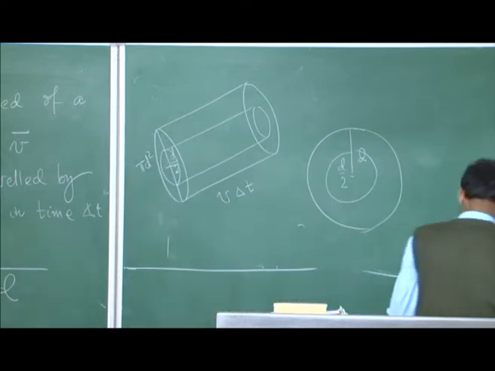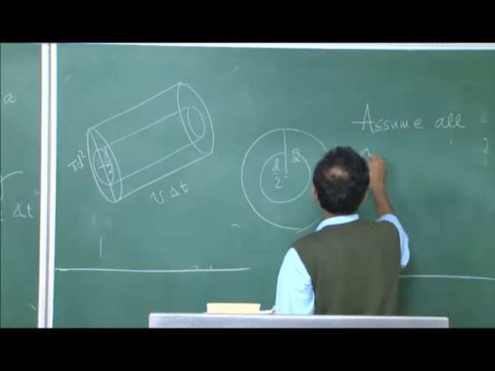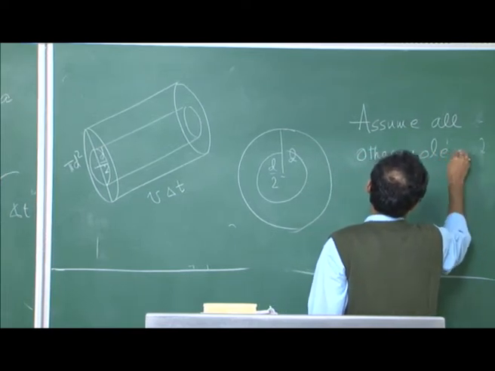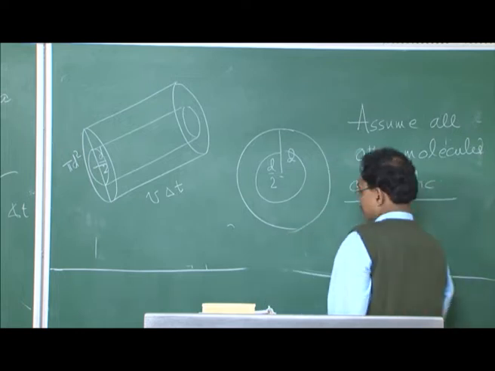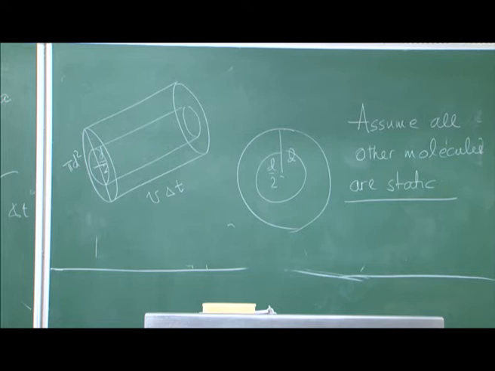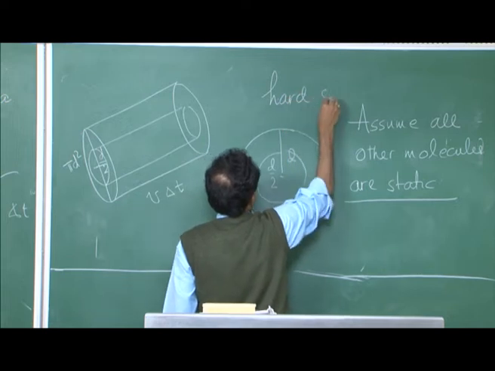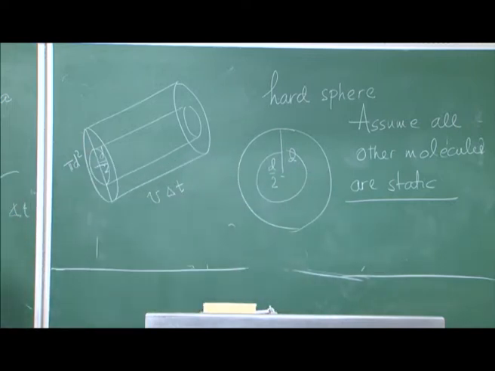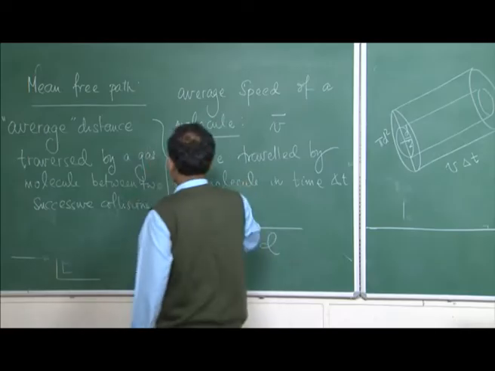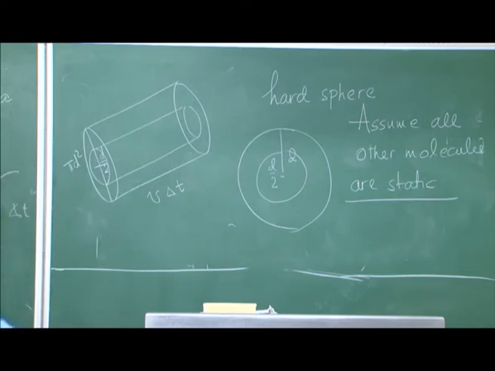Now, we will make an assumption. Assume all other molecules are static. This is an approximation, but the basic result does not alter much if I do not make it. Now, you can see a very nice situation. I assumed molecules are hard spheres of diameter d. All the molecules are static, and my target molecule is moving, and it covers this cylinder over a time delta t.